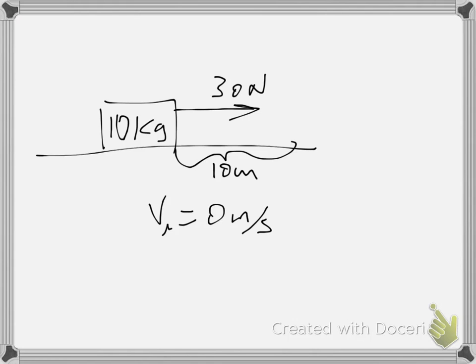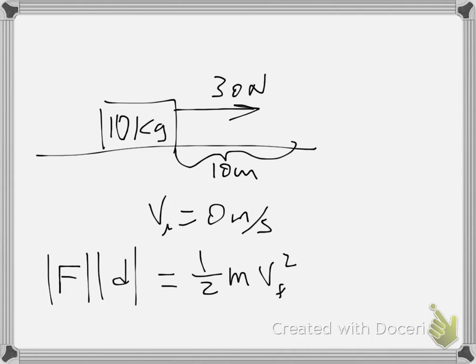Or we can say, hey, wait a minute. I know the force is 30 newtons, and the displacement was 10 meters, and the angle between them is 0, so cosine of 0 is 1. And that's got to equal, well, think about it. The initial kinetic energy would be 0, so the work being put into this would have to equal just the final kinetic energy. So that equals 1/2 m v final squared. Why? Because the initial kinetic energy was 0.